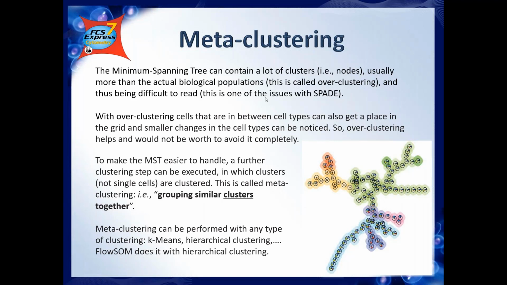But the pain is that if you end up with 100 nodes, as you can see in a SPADE tree, for example, or in a FlowSOM, then it's really time consuming to go through all of them and say, okay, I think that those are similar, so I'll draw a line and I will consider those to be a population. And then I think that those are similar, and then I draw a line. It's much better to do this with a clustering algorithm.